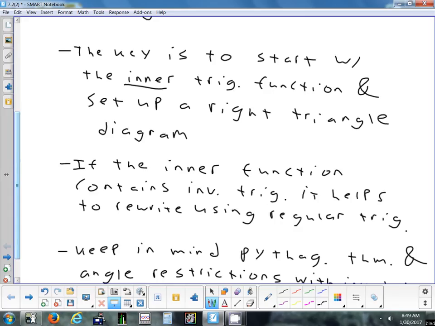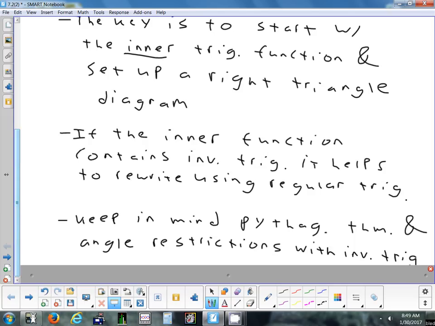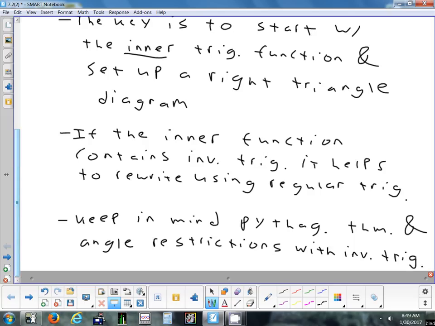As we go through this, we're going to be drawing right triangle diagrams. So keep in mind the theorems you're allowed to use with right triangles. Pythagorean Theorem: leg squared plus leg squared equals hypotenuse squared. That's going to pop up quite a bit. And there are certain restrictions with inverse trig, especially on the angles. If we're dealing with right triangles, you're never going to have an angle bigger than 90. When you're sketching your triangles, you should never have an angle bigger than 90. And you should never have a negative angle either. If you get a negative angle, something's not right.